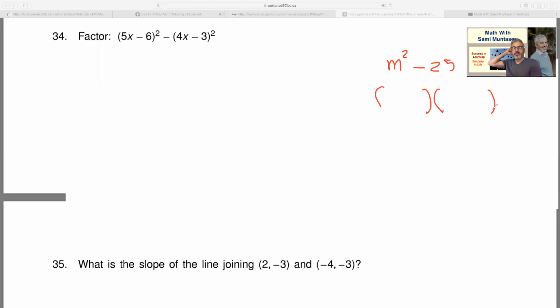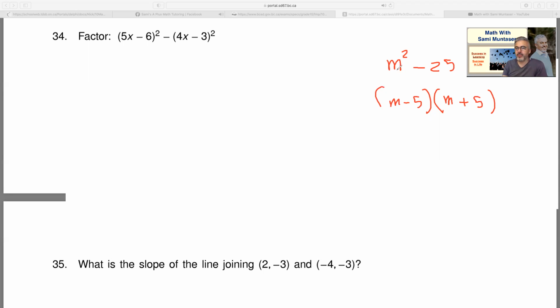the definition of the difference of squares is basically this has to be a perfect square and this has to be a perfect square, between them a minus. That's why it's the difference of squares. This will give you m minus 5 and m plus 5. Now look at these as this is your m and this is your 5 kind of thing.